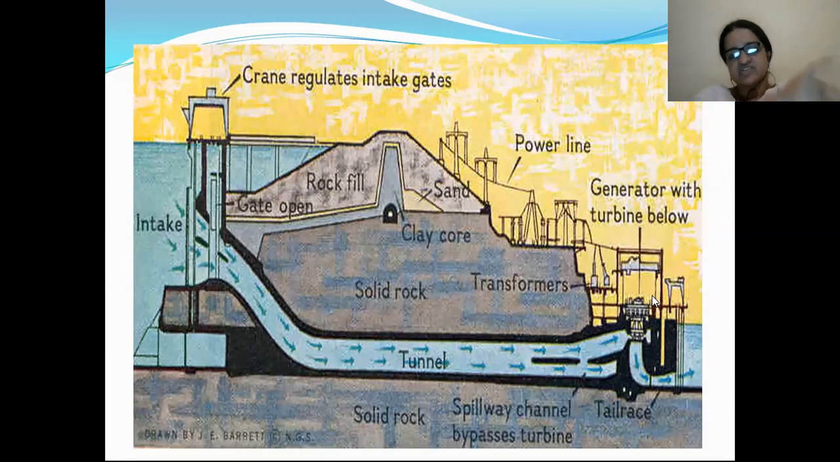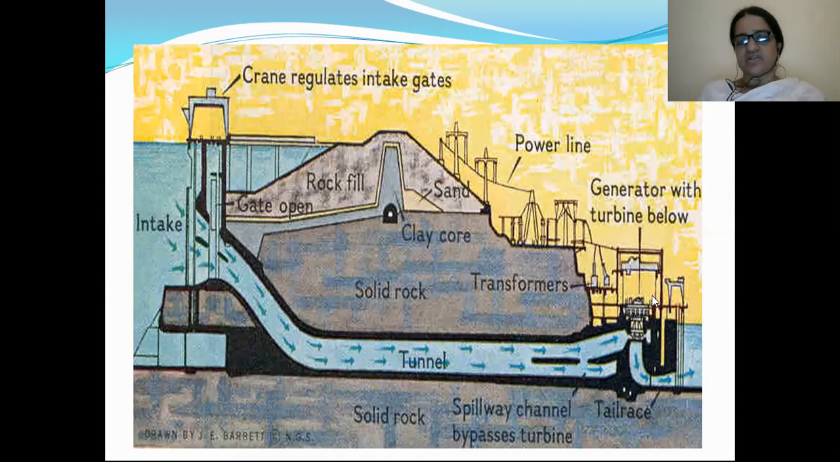We have solid rock, which means it is like a mountain. In the mountain only you are constructing the tunnel. You are having transformers at the right side of the slide, at the right end, with generator and turbine below. Almost at the end you are having power lines. This crane regulates the intake gates. Whatever the gates are there will be regulated by the crane.